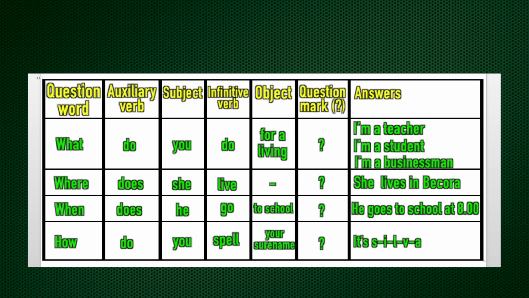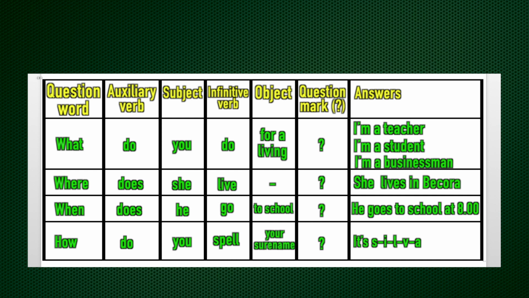The same thing also applies for the second question word, where. It sits before the auxiliary verb does, because it is followed by the third person singular subject, she, plus the infinitive verb, live, and then the question mark to make it a question. So in full, the question would be, where does she live?